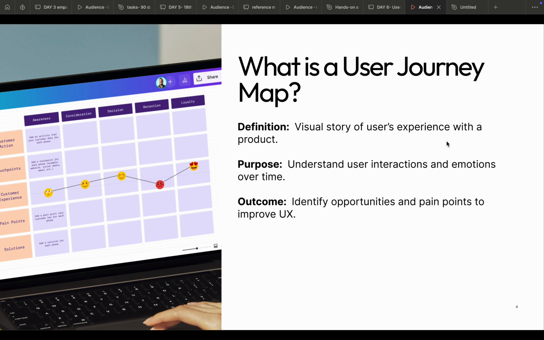So how is the user interacting with each of the phases, we have to see. And what is the outcome of this user journey map? It's about identifying opportunities and the frustrations. Why do we need to do that? Because we can improve the UX only by identifying the opportunities and pain points of the users.